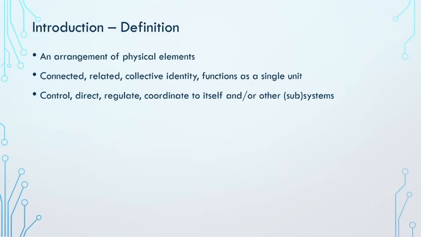And lastly, in the line of criteria, is that these are able to control either themselves or another system. This is a very important thing. We may be familiar with the first two concepts, the arrangement of physical elements and the connection, the fact that they share information. But what makes a system a control system, and that is where the domain knowledge for engineering lies, is that it's able to control either itself or other subsystems or other systems. You get the idea.